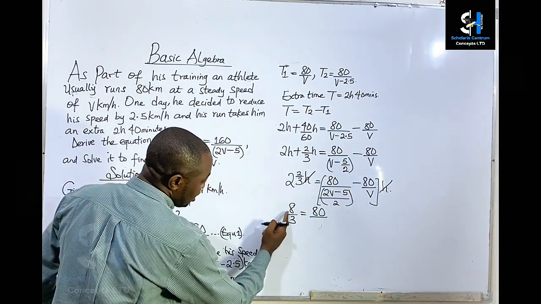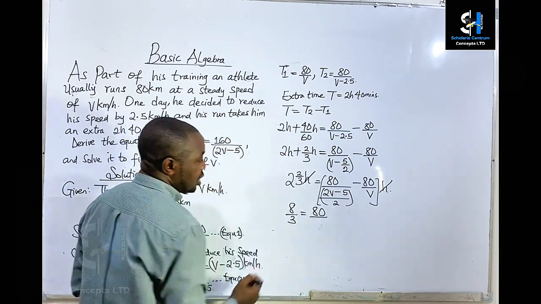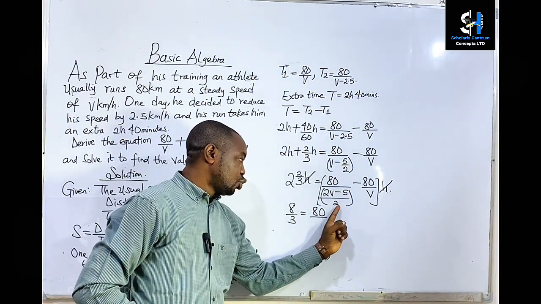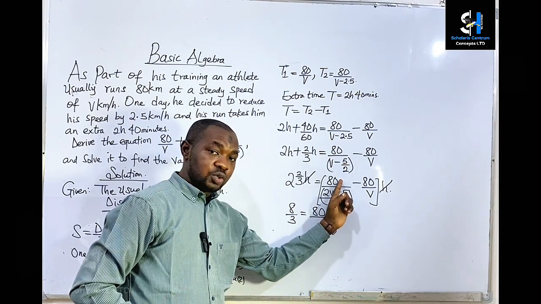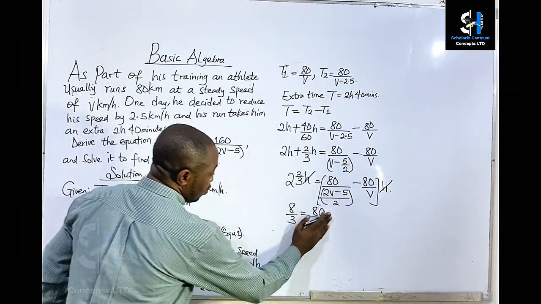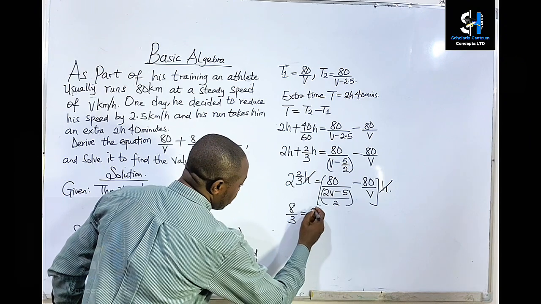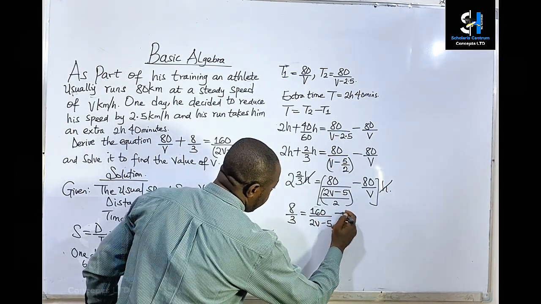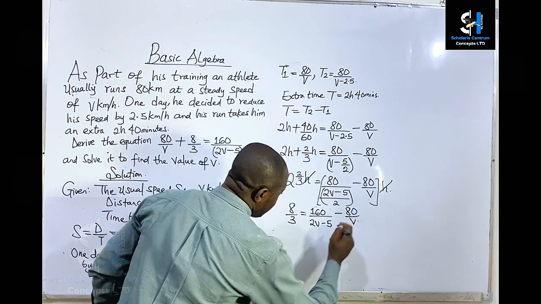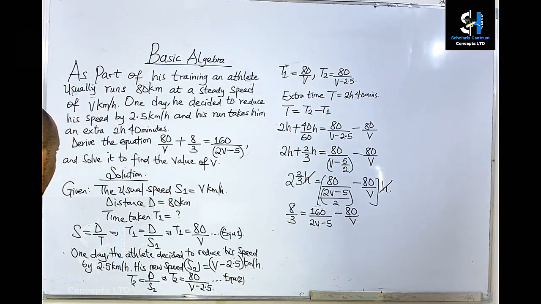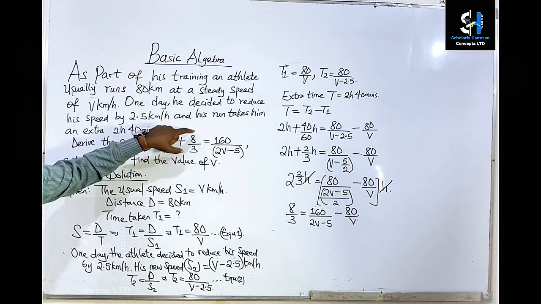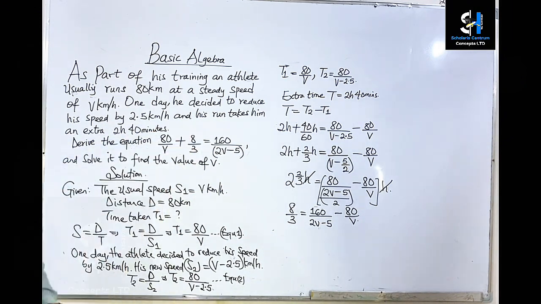So we'll be left with 8 over 3 equals to, now, remember when we flip this fraction, these two will multiply the numerator, which is 80, and that becomes 160. So this will be 160 divided by 2V minus 5, then minus 80 over V. Correct. So remember, we want to derive this equation: 80 over V plus 8 over 3 equals to 160 over 2V minus 5.